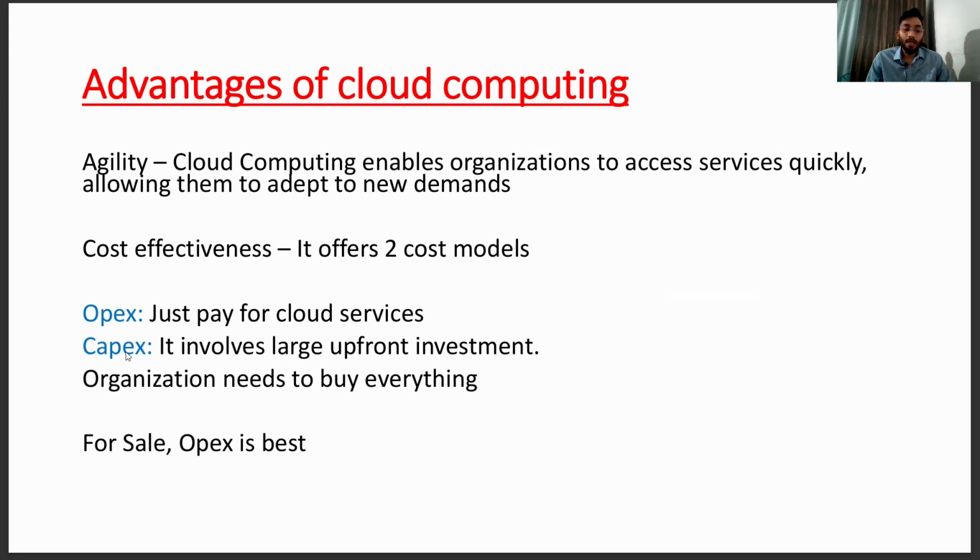Second is CapEx. It involves large upfront investment, and the organization needs to buy everything. Yes, they need to buy VMs, they need to buy networking and everything. If we compare these two options, we will see that OPEX is best whenever there's going to be a sudden increase in demand. It is optimized.